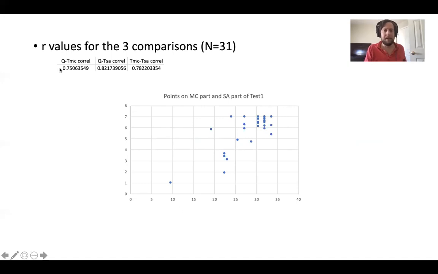So the in-class discussion assignment today actually has to do with these correlations, and I'll talk more about that at the end of class. Any questions or comments about them right now?